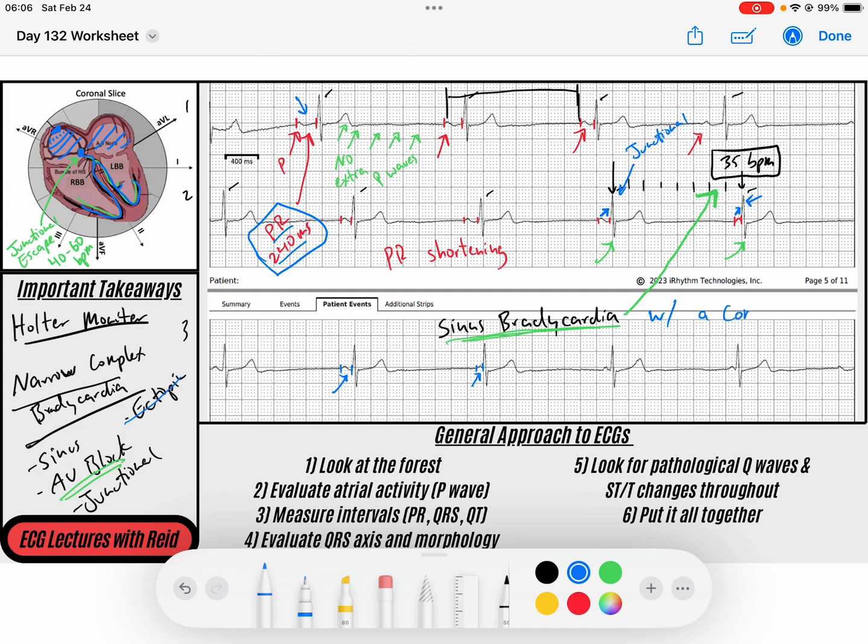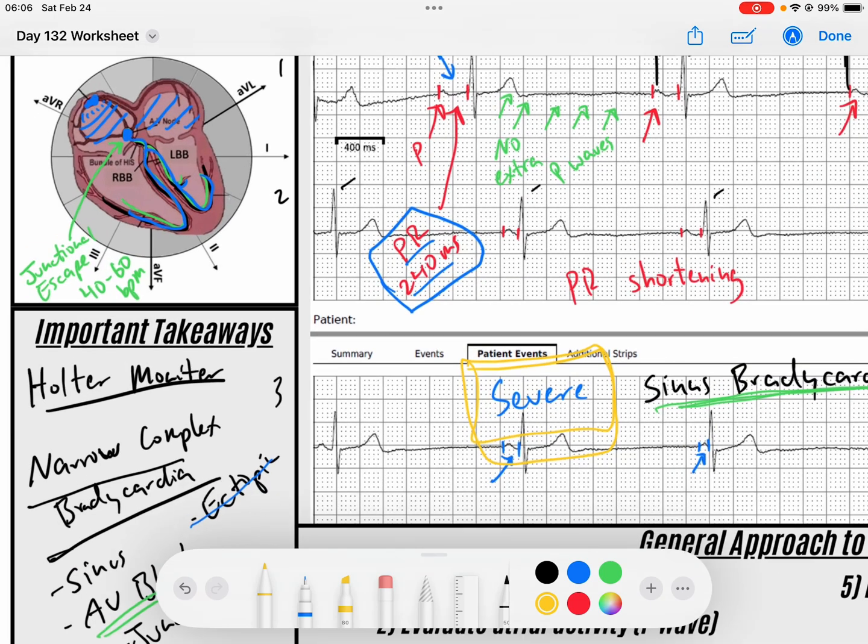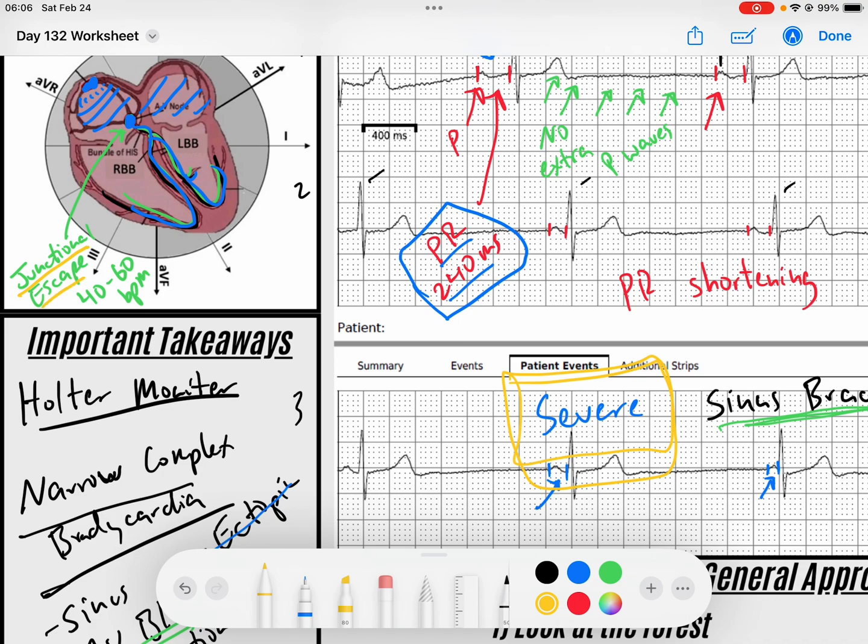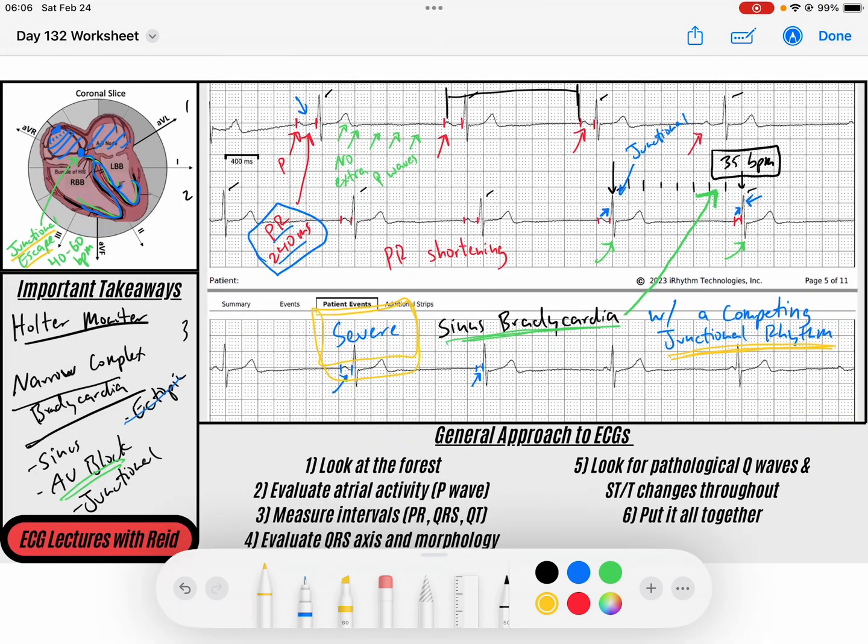And so we've got a pretty good example here of somebody who has a sinus bradycardia, we would say, with a competing junctional rhythm. And if you wanted to explain this better, you could say a severe sinus bradycardia. This competing junctional rhythm is a normal physiologic response to the severity of this sinus bradycardia. That is why we have the junction, so that if we need to create escape beats so that our heart rate doesn't get too slow, we can still perfuse the body.